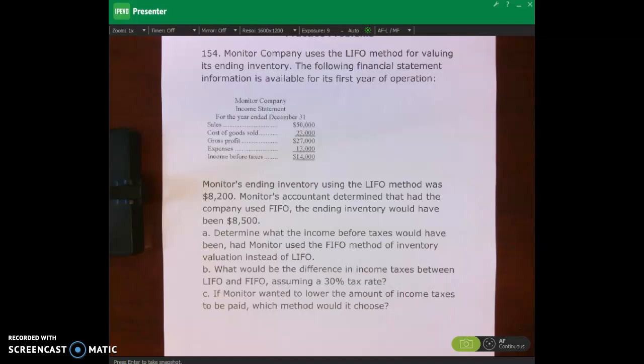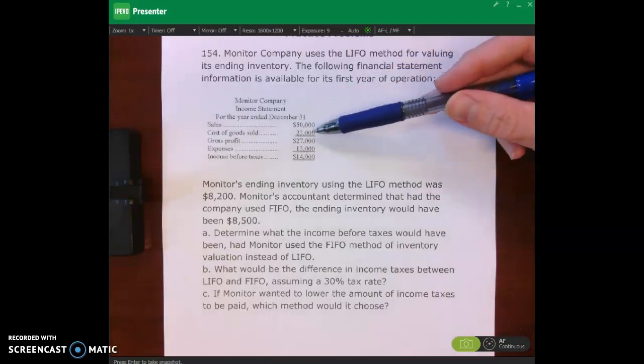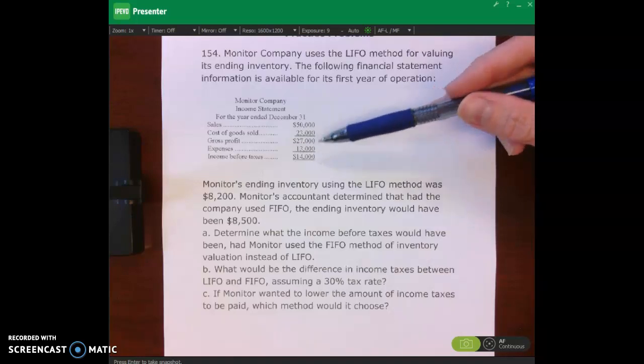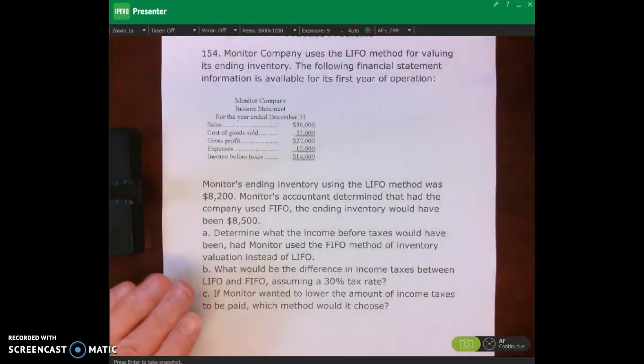So let's look at this first one. I'm going to do this first one with you, and then the two on page 143 I will let you do, all right? A monitor company uses LIFO for valuing its ending inventory. The following financial statement information is available for the first year of operation. We have our sales, cost of goods sold, gross profit, our operating expenses, and then income before taxes, okay?